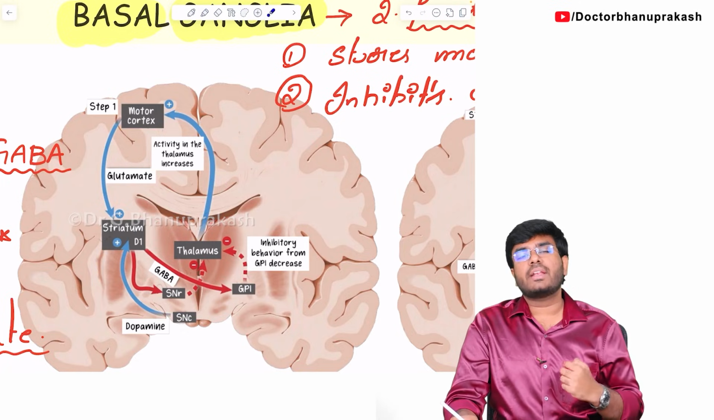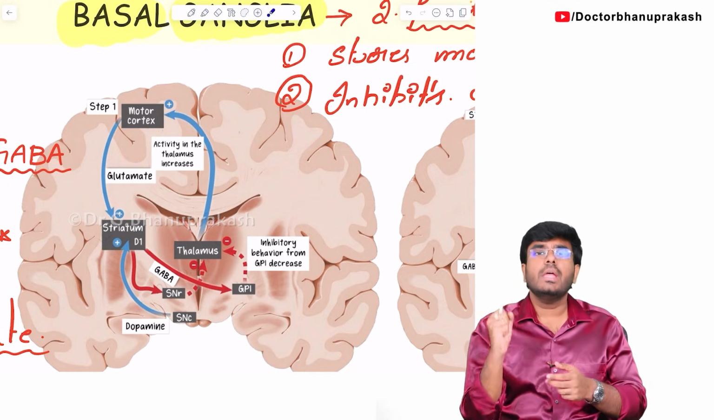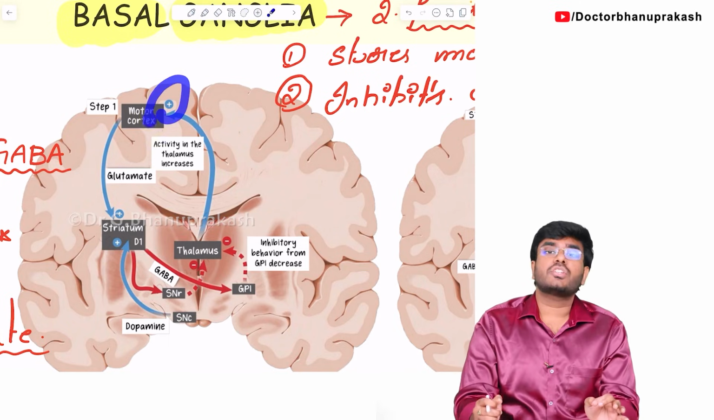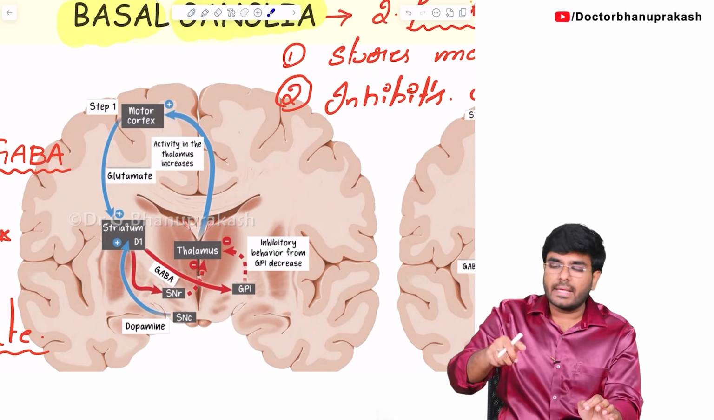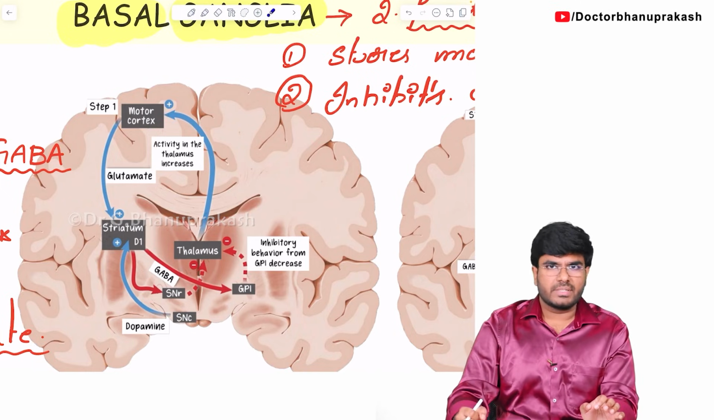Now the upper motor neurons will regulate the activity of the lower motor neurons, and the lower motor neurons are going to cause the muscle contraction. So the direct pathway is always for the facilitation of motor movements. The direct pathway is like an accelerator for the movements. The direct pathway always facilitates. The word is very important. Facilitates the motor movements.